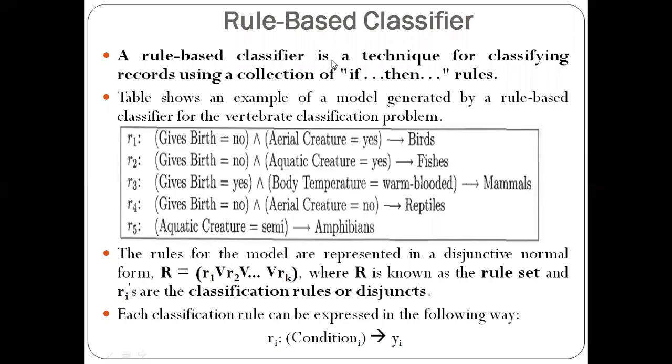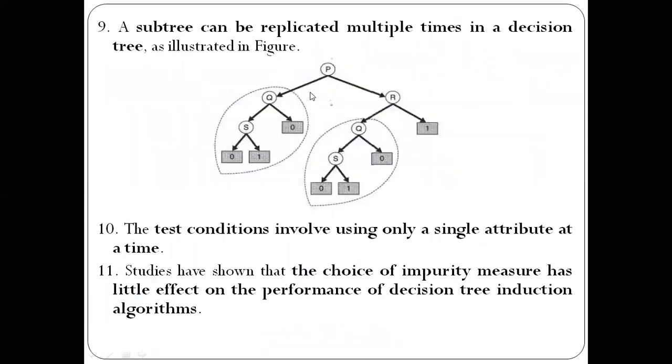In the last class, we discussed the decision tree induction classifier, where we constructed the decision tree. After constructing the decision tree, we classified the records. We represented the rules in the form of a tree, and after representing that graphically as a tree, we classified the records. That is decision tree induction.